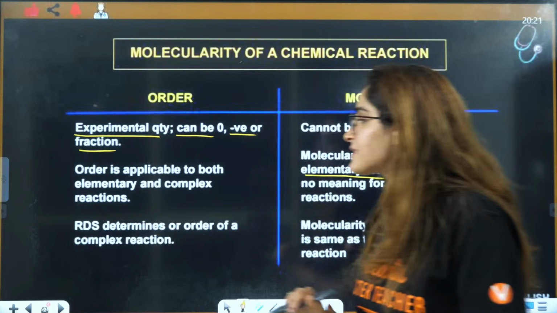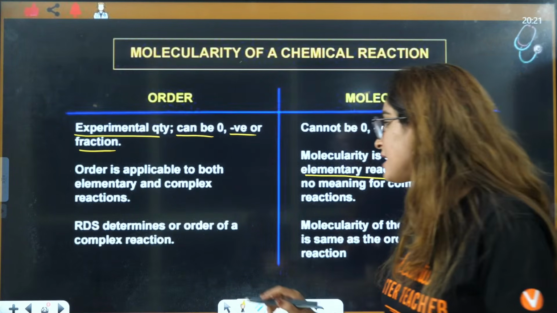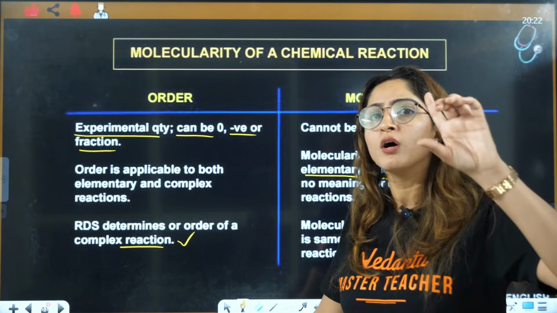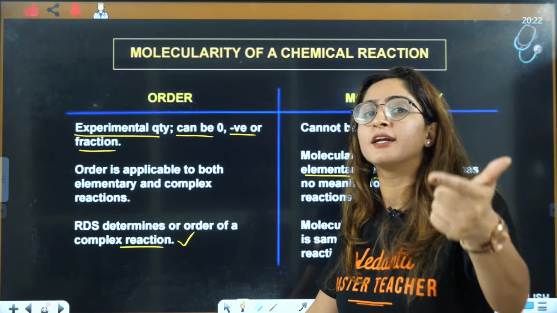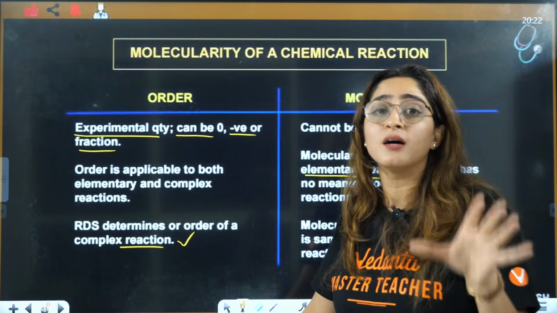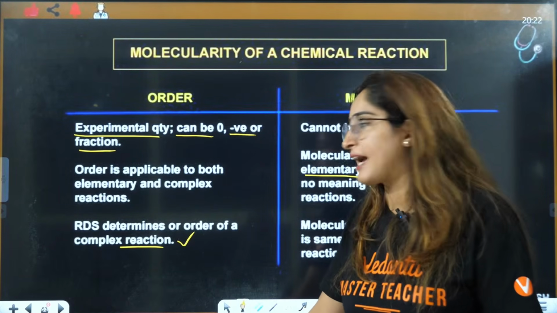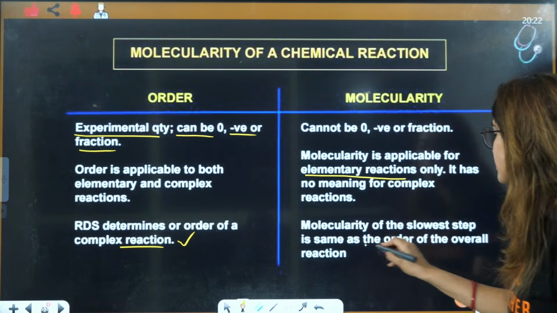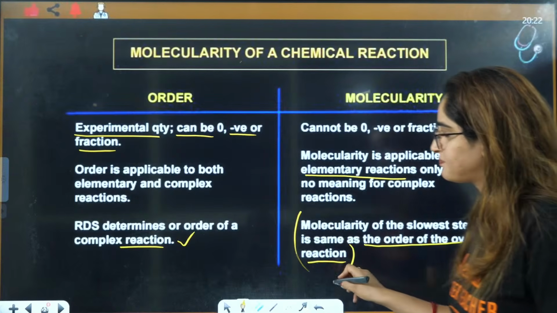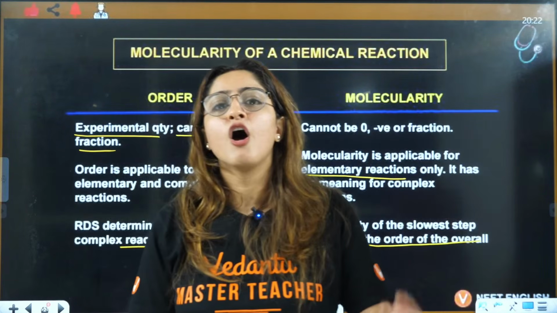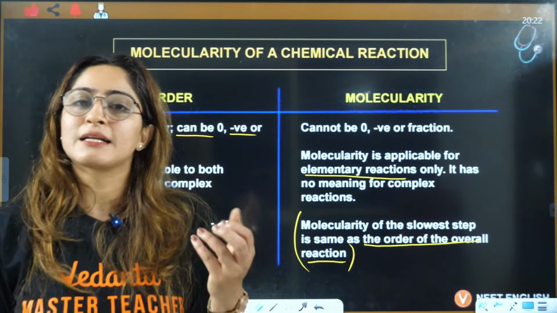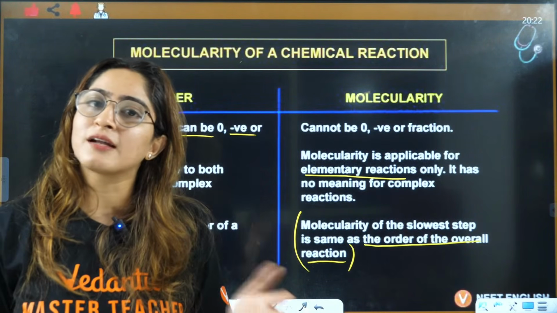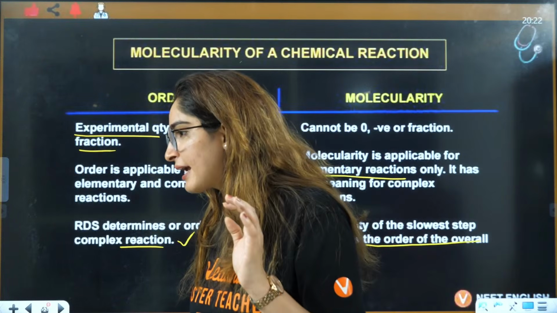For a complex reaction, the rate determining step, the slowest step, will define the order of the reaction. But the molecularity of the slowest step is the same as the order of the overall reaction. That we have seen: for an elementary reaction, or for the slowest step, molecularity and order are the same thing, right?